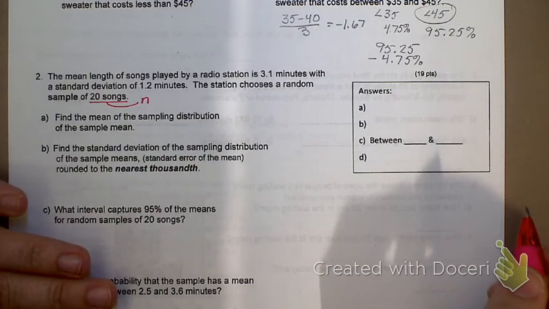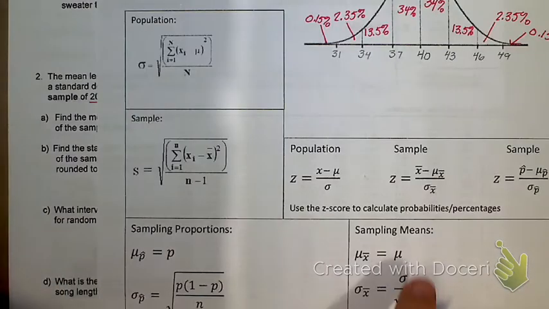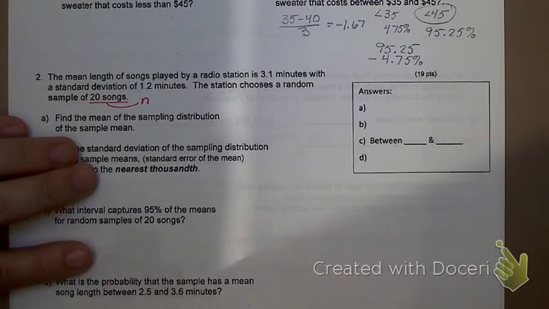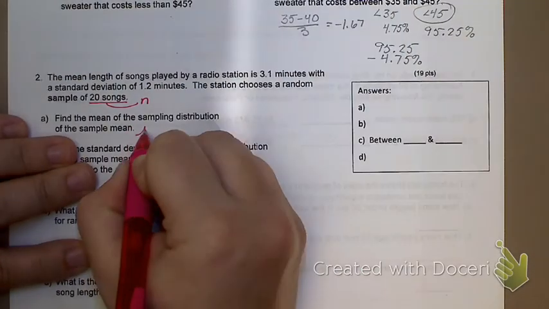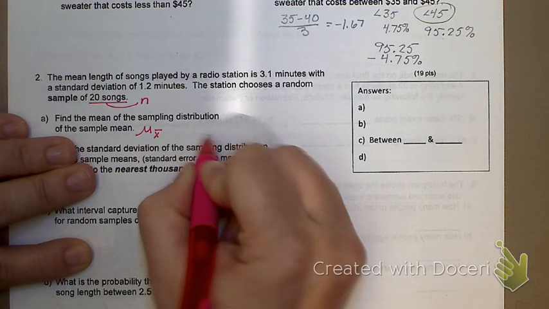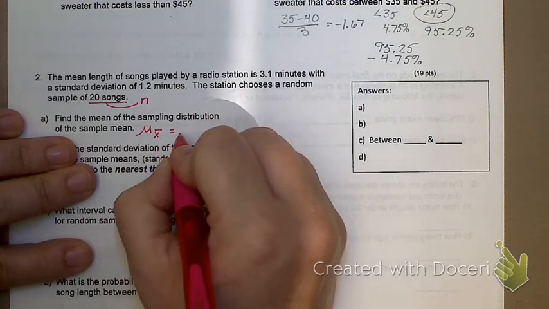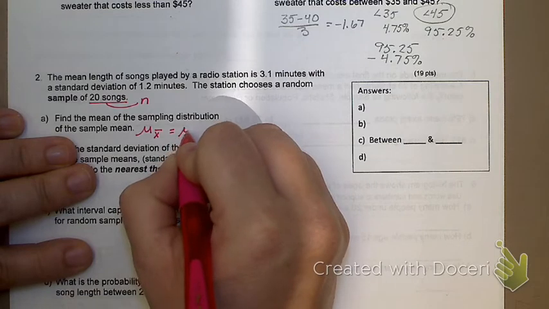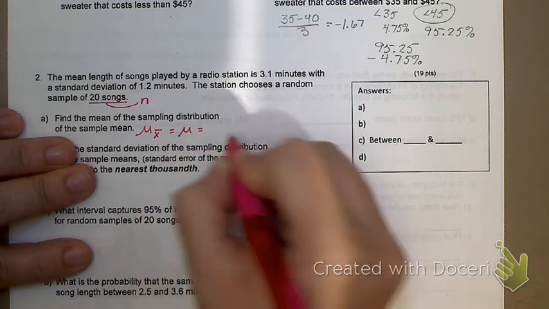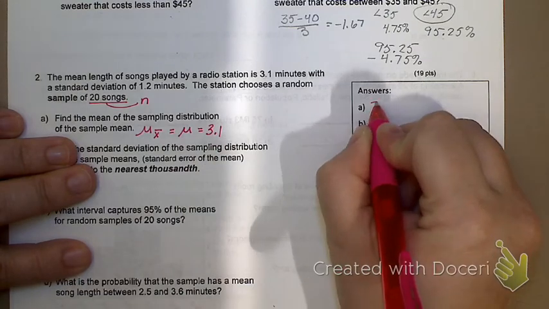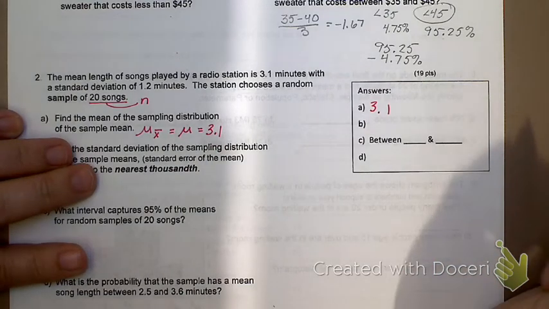Now, from our notes, the mean of the sample means is equal to the mean of the whole population. So the mean of the sample means, remember x-bar means mean, is equal to the mean of the whole population, and the mean of the whole population is 3.1. So again, no rounding necessary, 3.1, straight from the problem.